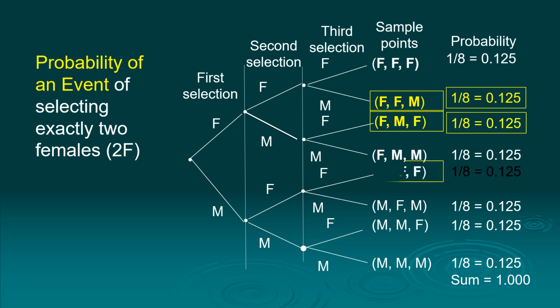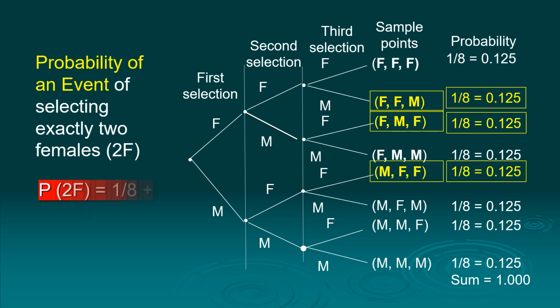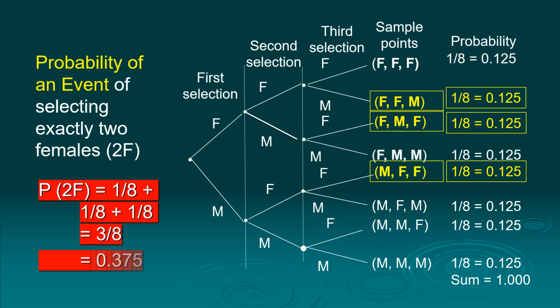So the probability of these events to happen is the sum of each probability. Thus, the probability of selecting two females is equal to 1/8 plus 1/8 plus 1/8 equal to 3/8 or 0.375.